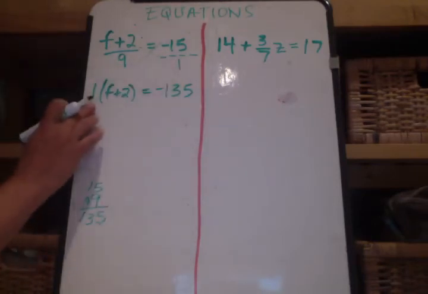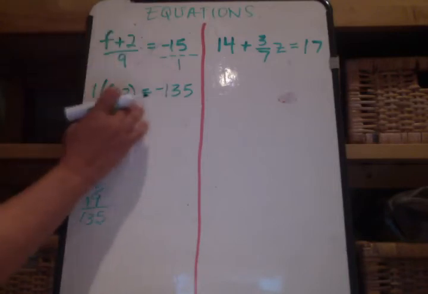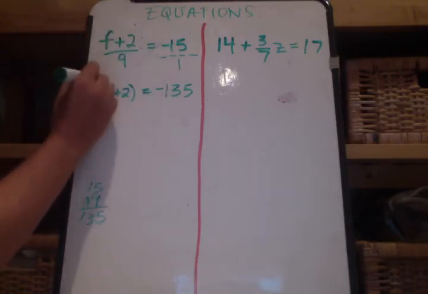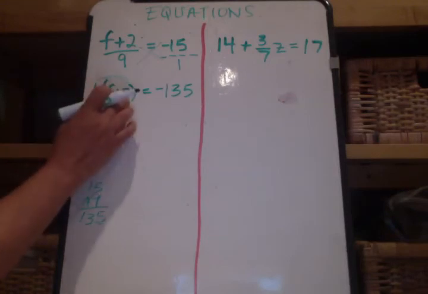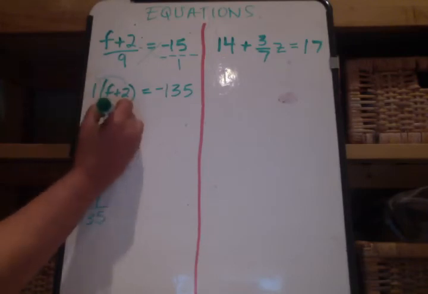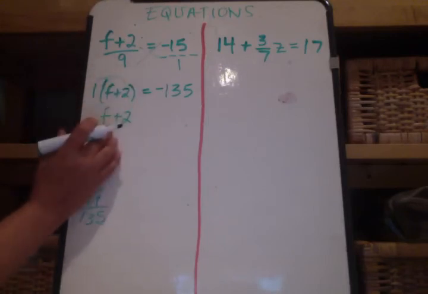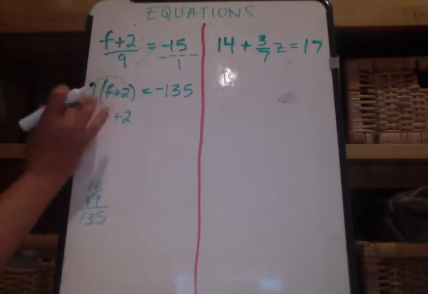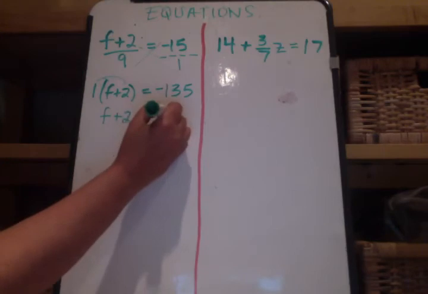Okay, and I'm going to use distributive property here. So 1 times the quantity f plus 2. Remember distributive property, I'm going to multiply 1 by each term in this parentheses. So 1 times f is f plus 1 times 2 is 2, or 1 times anything is itself. And so now I've distributed this, and I can remove the parentheses, equals negative 135.